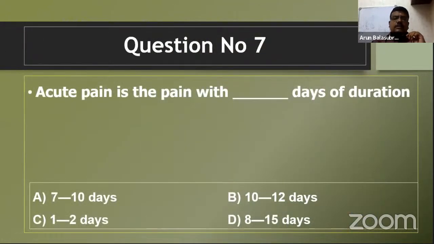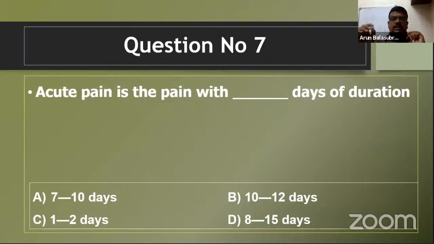Okay, this is a common question asked by every examiner in the examinations. Acute pain means how many days is acute? Is it 1 day, 2 days, 5 days, 10 days? The options are 7 to 10 days, 10 to 12 days, 1 to 2 days, or 8 to 15 days. Which is called acute? 7 to 10 days is acute as per the textbook, right?